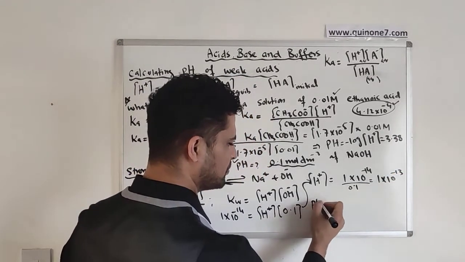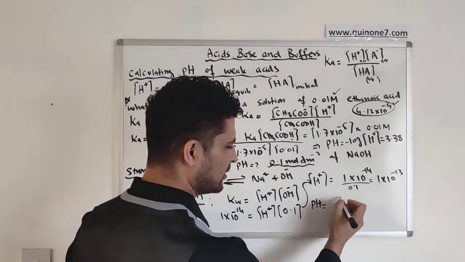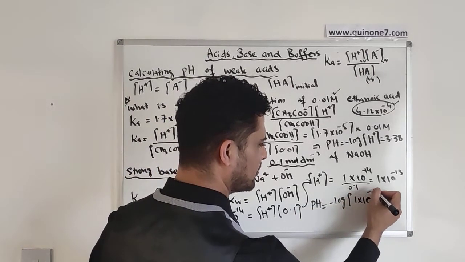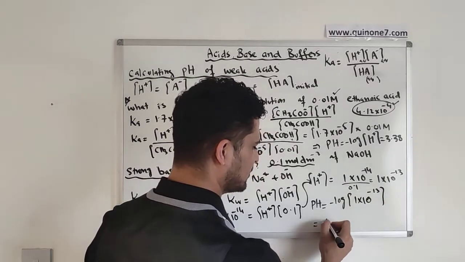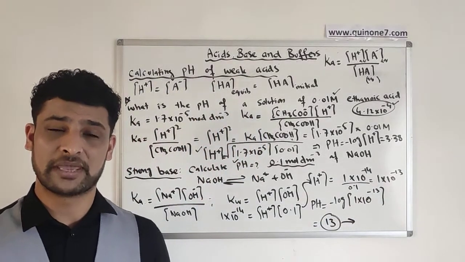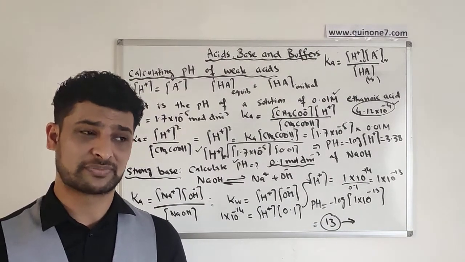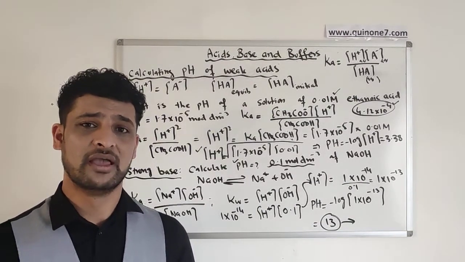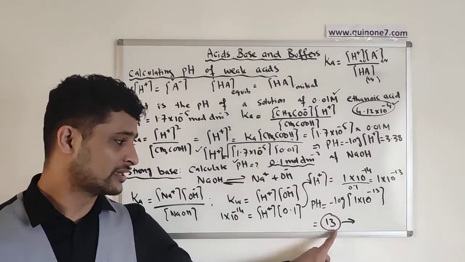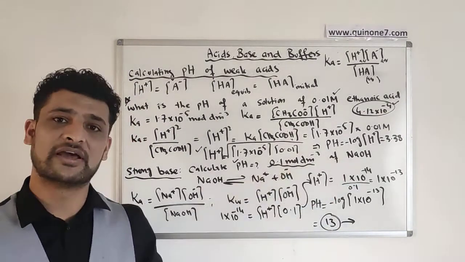Now if I take the pH of this, it is minus log of 1 times 10 to the power minus 13, and that will give me 13. So 13 is a very, very strong base. The pH of a base, especially NaOH and KOH, is strong, nearly 13 or 14. That tells you NaOH is a very, very strong base.